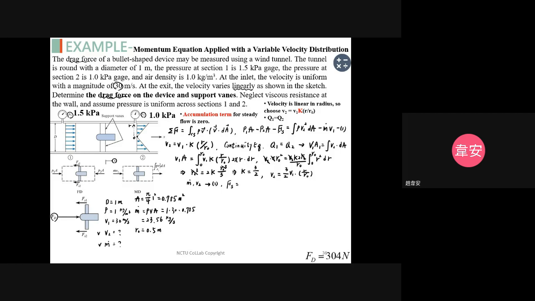So we move the support force to the right hand side, and the integration item minus the mass rate times V1 moves to the left. So we know that P1A minus P2A plus the mass flow times V1 minus the integration of rho V2 squared dA.